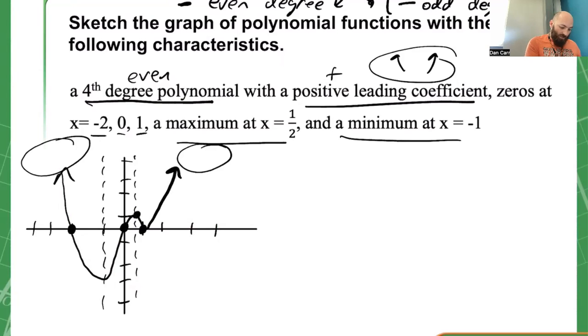I chose to put a minimum and maximum at those 2 points, but I'm still following what's given. I have these 3 zeros. I have a maximum at 1/2, so the maximum at 1/2 is right there. And I have a minimum at x equals -1, which is down here. Okay, you can be more descriptive, and these problems might ask for that in the future, but for now, that's it. I've done everything it needs for this graph.